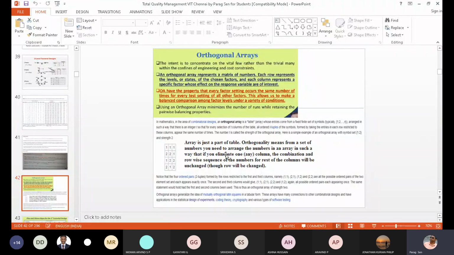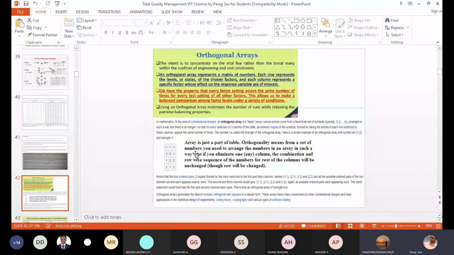So here you can see the bold words. An array is nothing but just a part of a table. Suppose you have been given a table, and you are considering one particular part. Orthogonality means that from a set of numbers, you arrange the numbers in an array in such a way that if you eliminate any column, the combination and row-wise sequence of the numbers for the rest of the columns will be unchanged, though the rows will be changed.